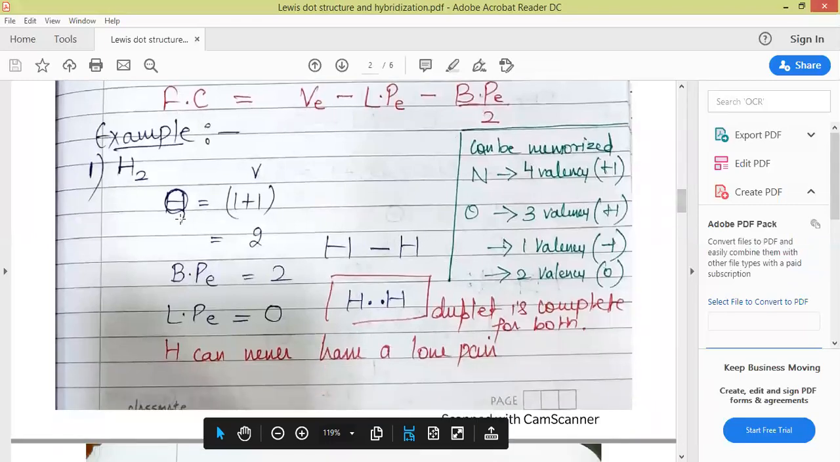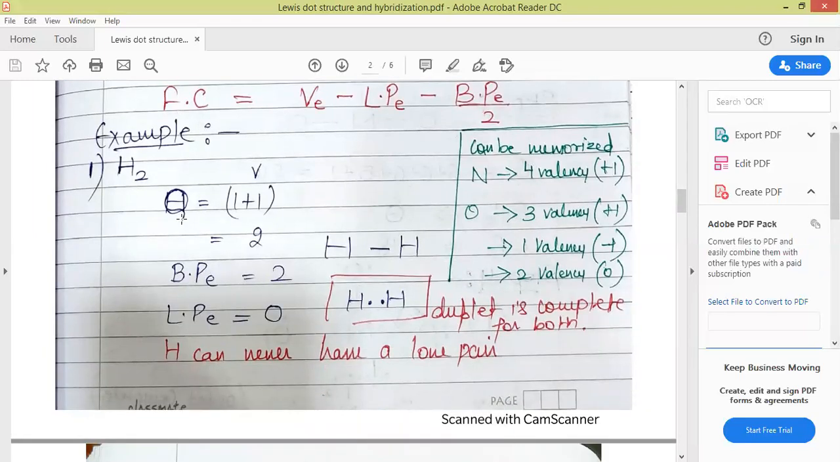Firstly, we'll calculate Q. Q is the number of valence electrons in all the atoms plus any negative charge minus any positive charge. Here it is neutral, no charge is present. V, the number of valence electrons associated with one hydrogen is 1, so 2 hydrogens are there. So V comes out to be 2, so that means Q comes out to be 2.